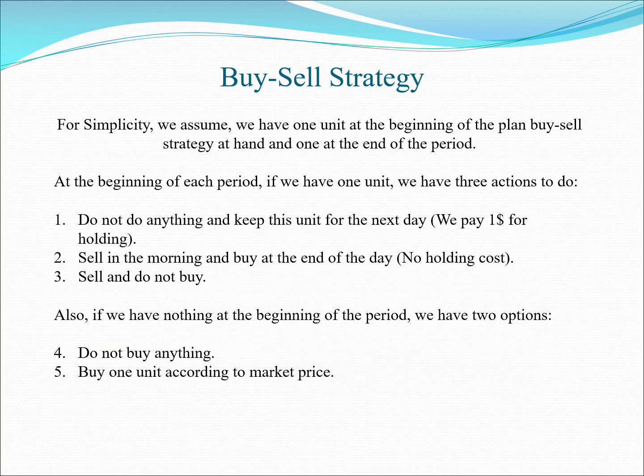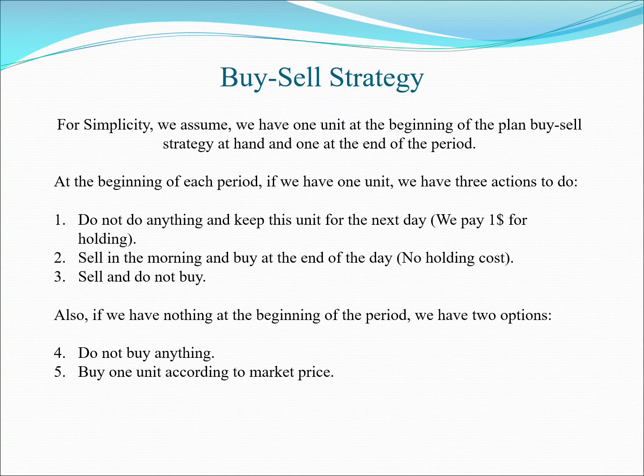At the beginning of each day, our storage could be 0 or 1 unit. When we have 1 unit, there are 3 options on our hands. At the beginning of each period, if we have 1 unit, we have 3 actions to do. 1. Do not do anything and keep this unit for the next day. We pay $1 for holding. Second, sell in the morning and buy at the end of the day. No holding cost. Third, sell and do not buy.